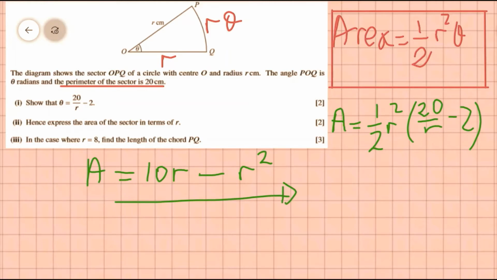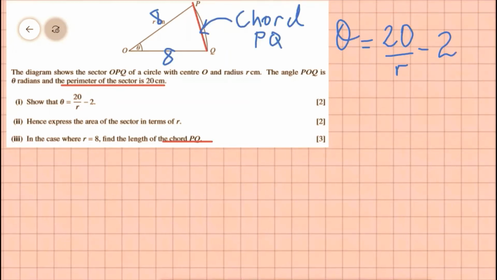So this is what you are required to do, right? So now part 3, we're given r is equal to 8. So I've substituted my r equal to 8 on my diagram. I want to find the length of the chord PQ. I've underlined the word chord here because some will mistake it for the length of the arc. So that's my chord there, right?